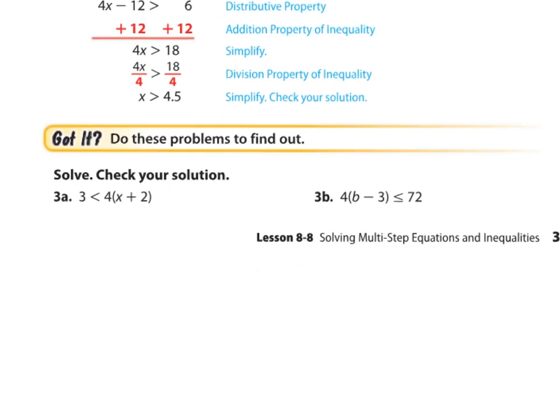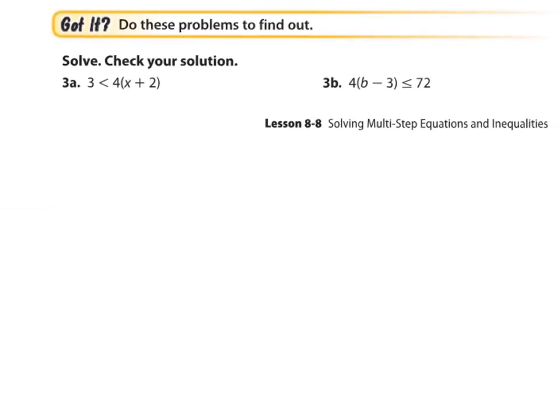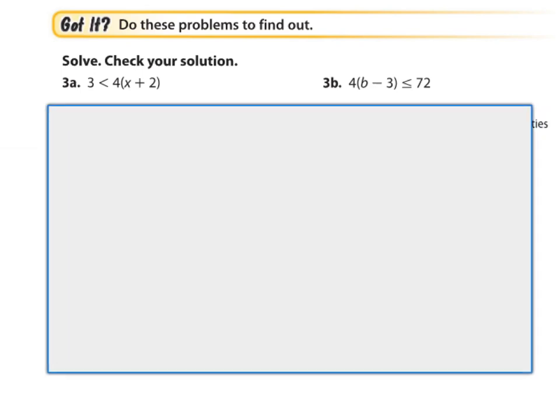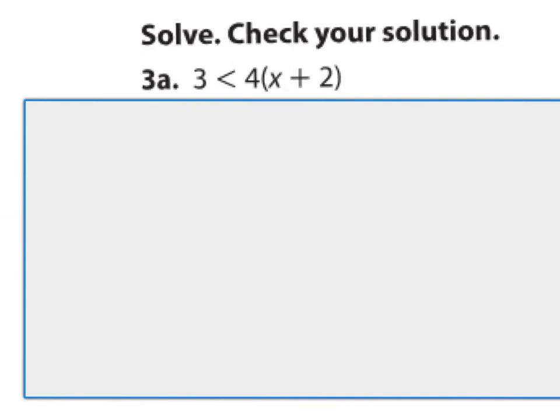That should make sense to you since we've already done inequalities in this chapter. So if you are ready, go ahead and solve 3a and 3b. Pause now. Okay, I hope you are ready to check so that we can check this one together. I see that I have 3 is less than. I'm going to use distributive property first, 4 times x, and then 4 times 2, which will give me 4x plus 4 times 2 is 8.